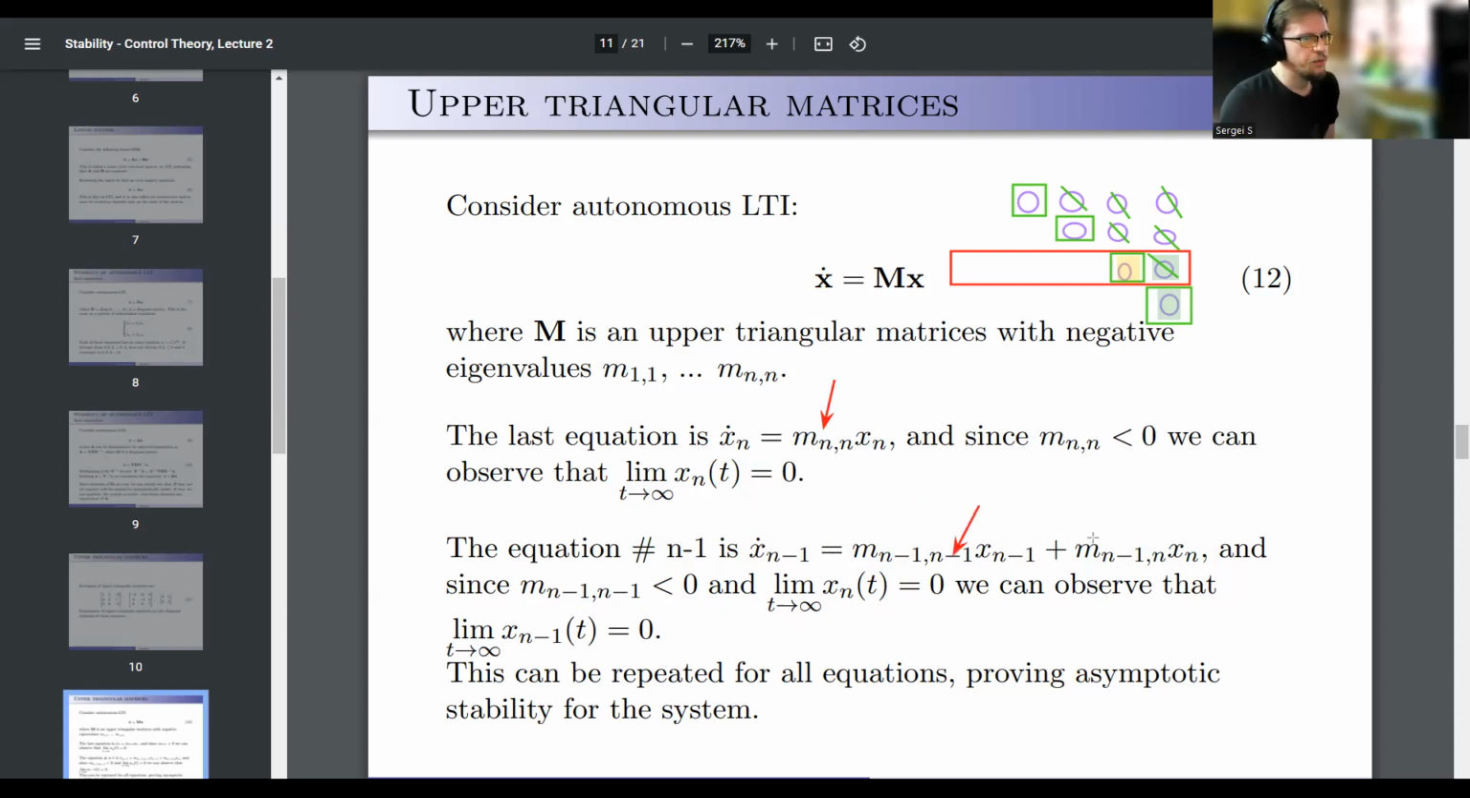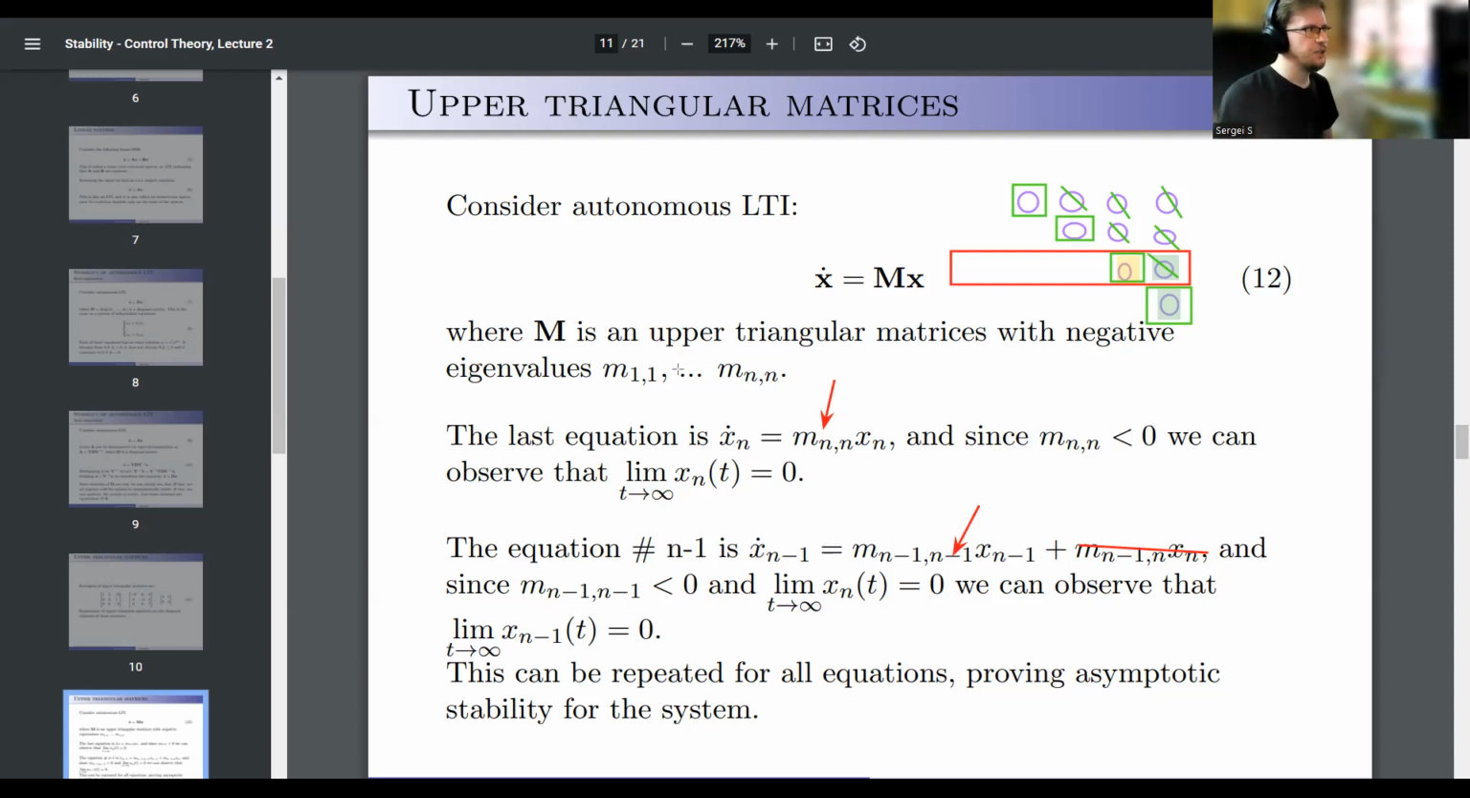This one will blow up because this component is still going to 0. And this component, if it blows up, nothing will stop it from blowing up. So we can easily prove that if one eigenvalue is positive, unstable. Marginal stability is also easy to prove in a similar manner, but I'm not going to spend time on it. But so you see again the same picture.